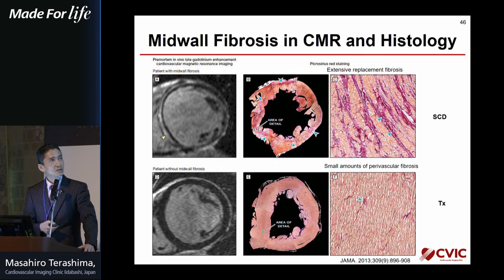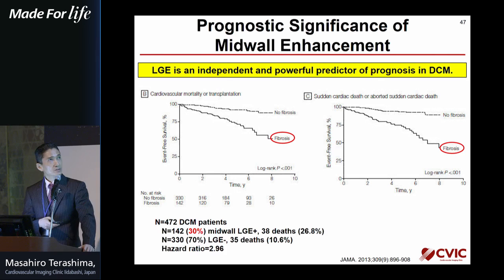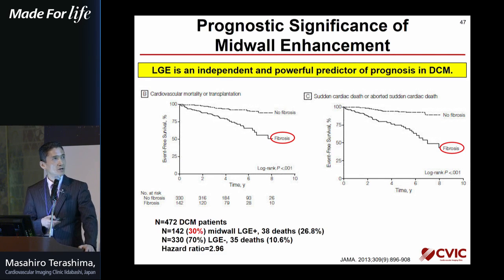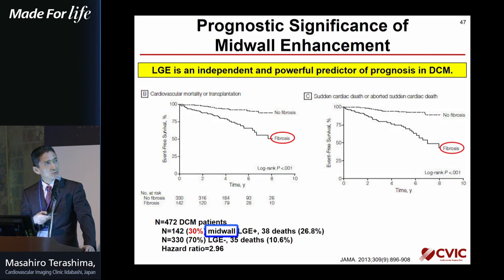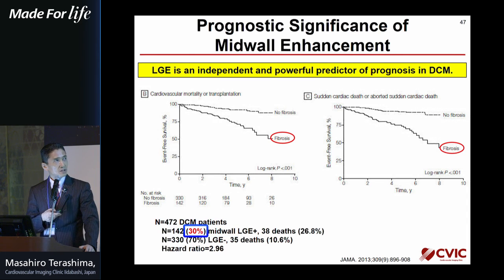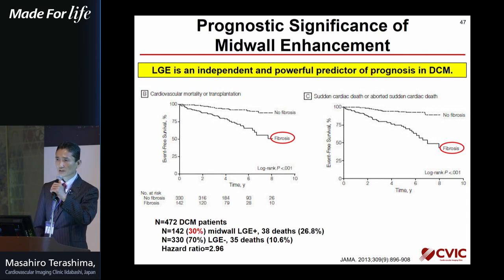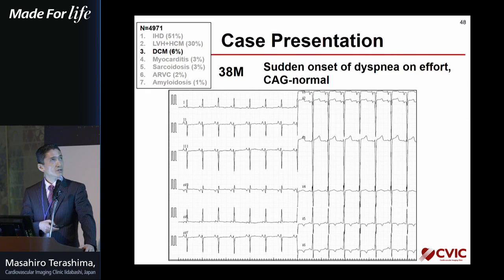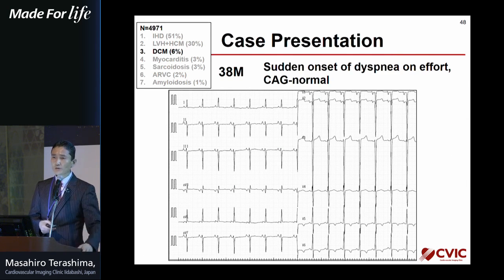This LGE mid-wall enhancement is a very good tool, and also is a good tool for prognostic information for the dilated cardiomyopathy. I want to emphasize not all DCM patients having the mid-wall enhancement. So probably it's 30% of patients has the mid-wall enhancement. The others don't have any LGE at all. And this LGE information is good for the dilated cardiomyopathy patient for functional recovery after treatment.